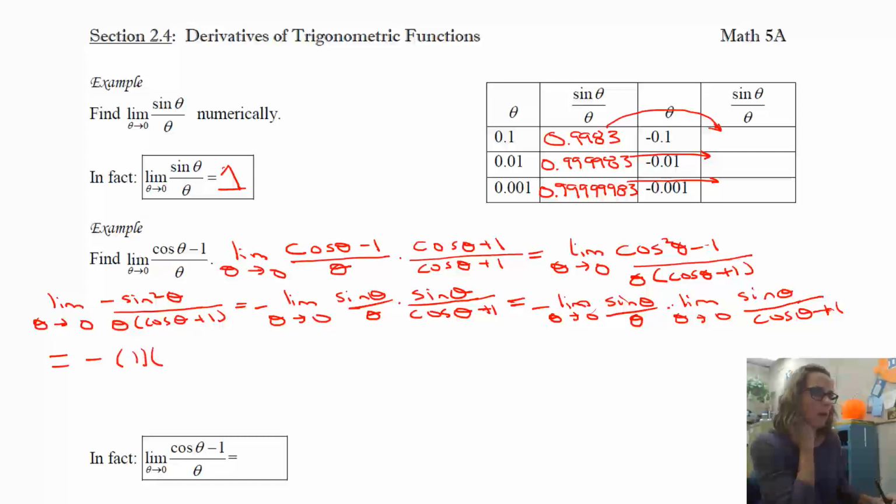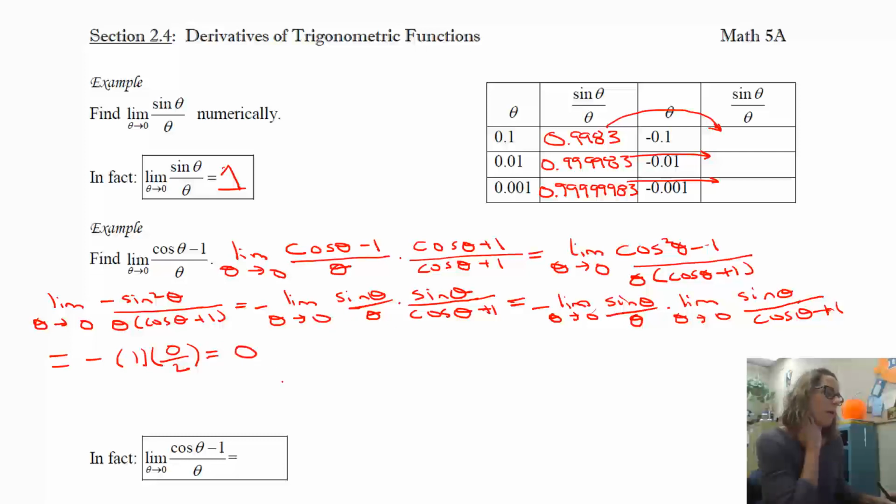And then over here, we see that if we plug in, we're actually going to get 0 in the numerator, because sine of 0 is 0. But in the denominator, as theta goes to 0, cosine of 0, that's 1. So we actually get 0 over 2. And that's a real number. That is 0. So it's really -1 times 0, and that is just 0.